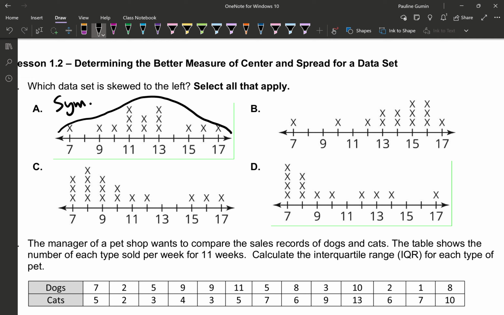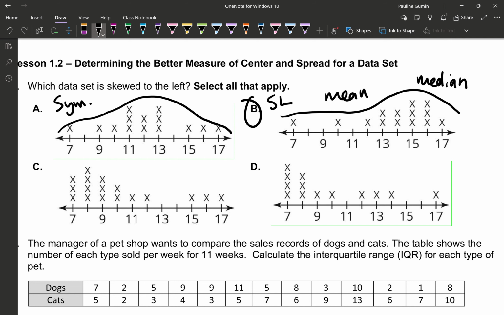All right, let's take a look at B. B has the little hill of our data on the right side. This means this is skewed left. This means that the mean is more left than the median. The median is always where that top of the hill is. All right, well, letter B is one of our answers.